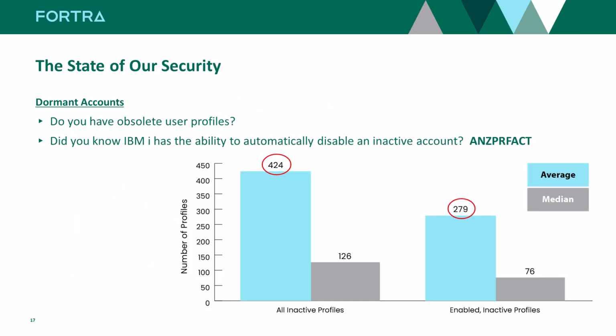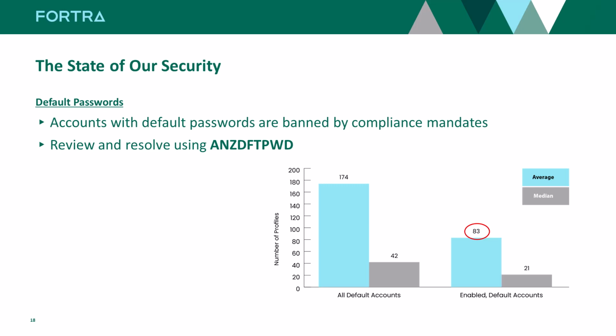In reviewing dormant accounts or inactive profiles, on average, there are 126 inactive profiles, and 76 of those profiles were still enabled. But at the highest end, there were 424 inactive profiles, and 279 of them were enabled. This is a fairly high statistic and very common. You can use Analyze Profile Activity right on the IBM i to be able to take action against those profiles.